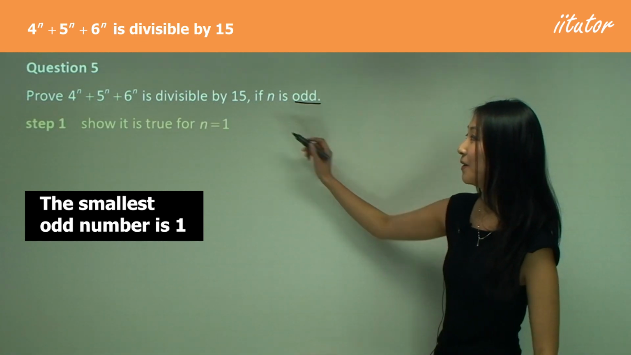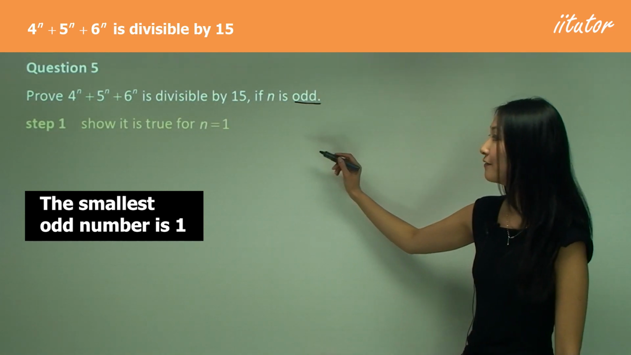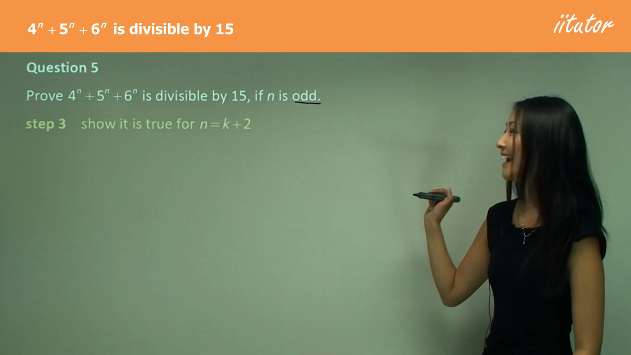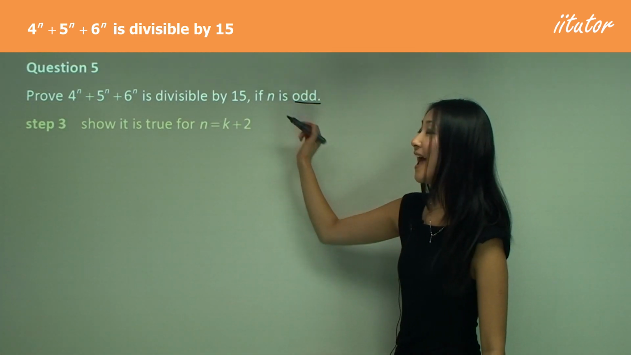So step 1 is to always show it's true for the first n value. In step 2, we want to assume that it's true for n equals k. In step 3, let's show this is true for n equals to k plus 2.